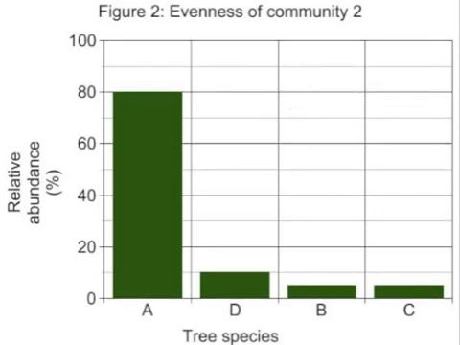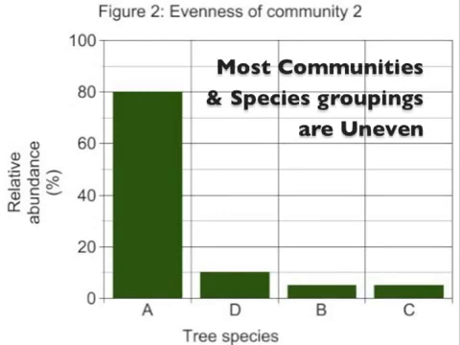What we see in Figure 2 is typical of all kinds of communities and species collections. Usually, 1 or 2 species are much more common than all the rest.